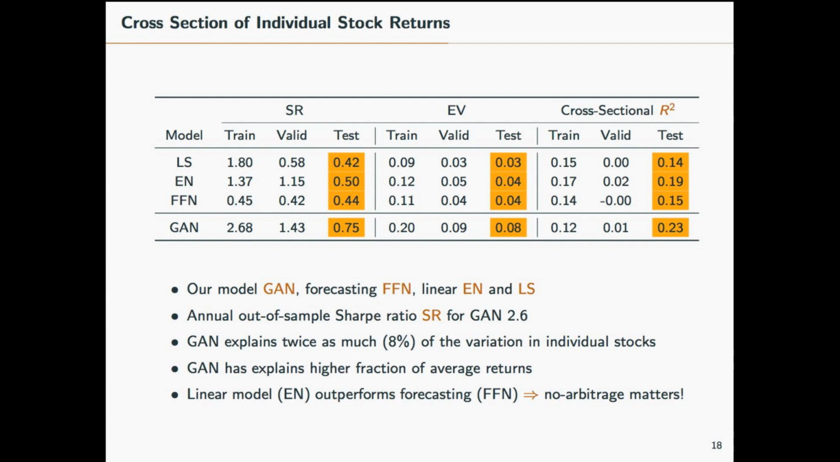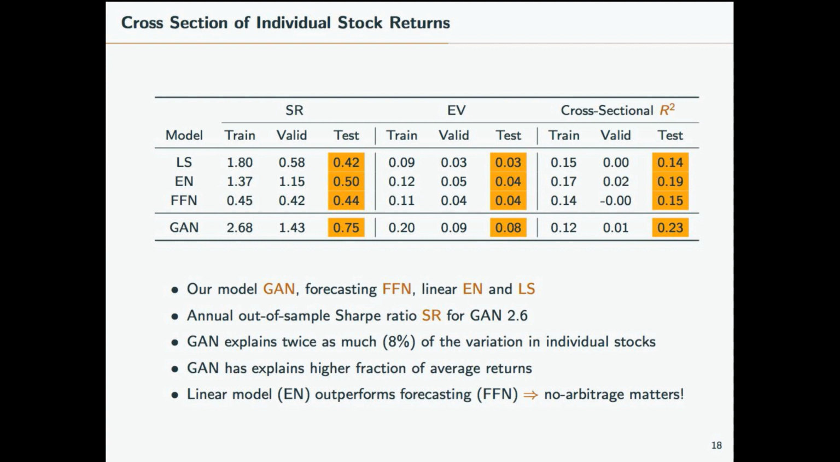Here are the results. I only focus on the test, which is the out-of-sample result. So our Sharpe ratio is monthly 0.75, which is much higher than the other benchmark models, almost twice as high. We explain more than twice the amount of variation in the data of individual stocks compared to the other models.